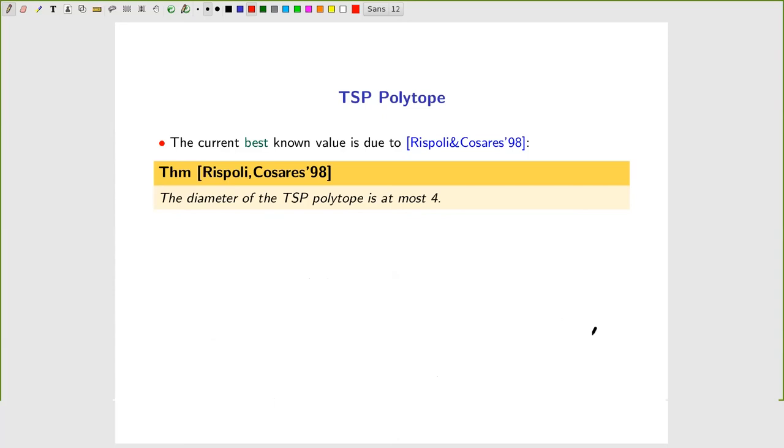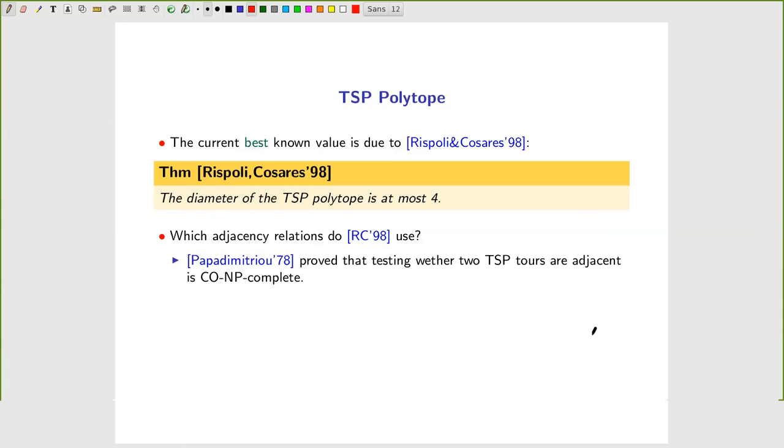The result is very, very nice, and only uses a combinatorial argument, which I like a lot. You are given a polytope and you have to say something about the diameter. This polytope has a combinatorial interpretation because it is the TSP. Which adjacency relations do they use? Unfortunately, Papadimitriou showed that testing whether two TSP tours are adjacent is NP-complete. So you cannot hope to have a characterization of adjacency for extreme points of the TSP.